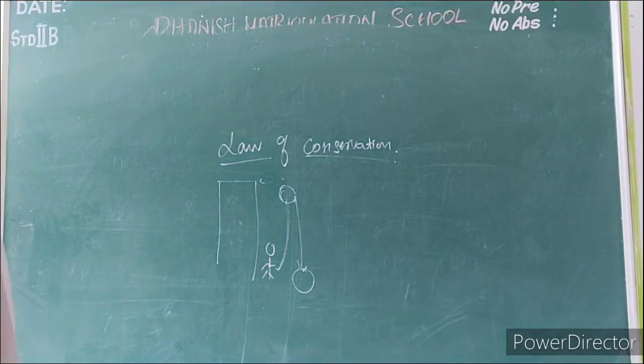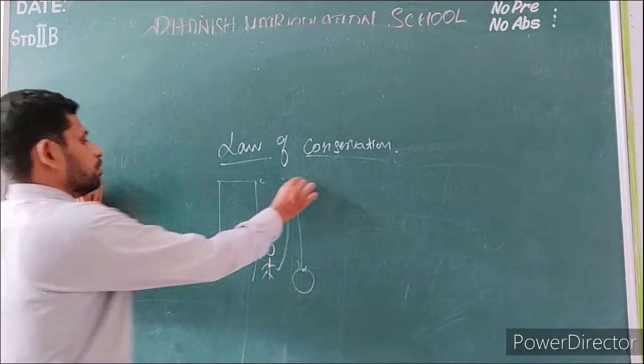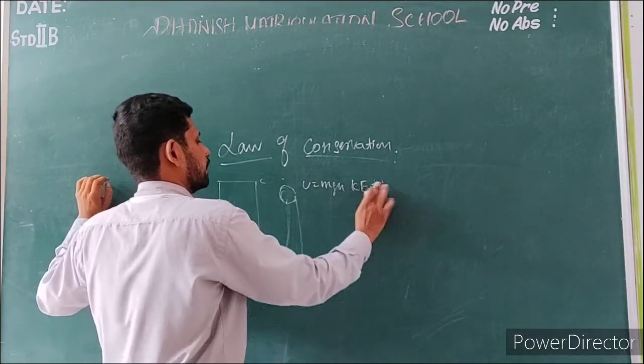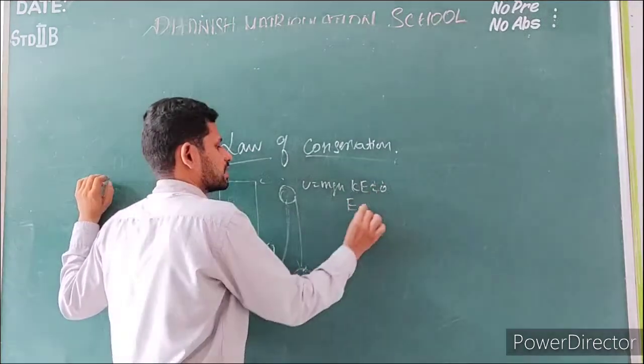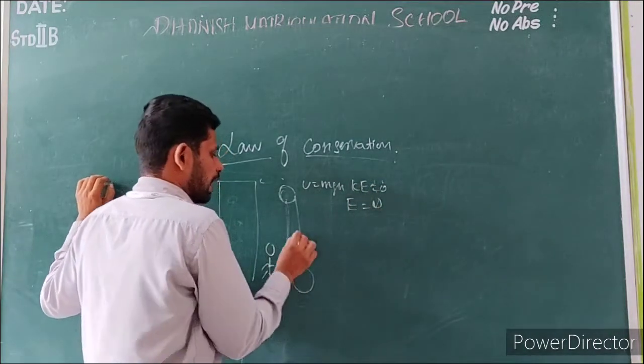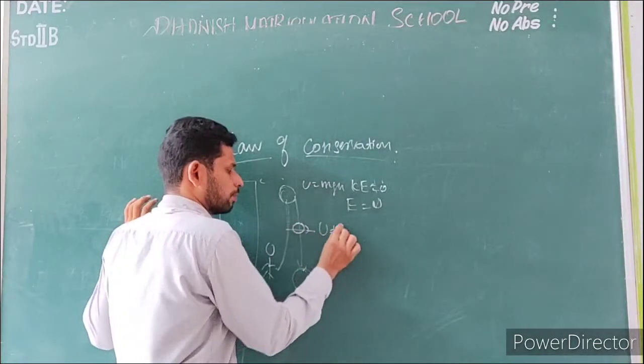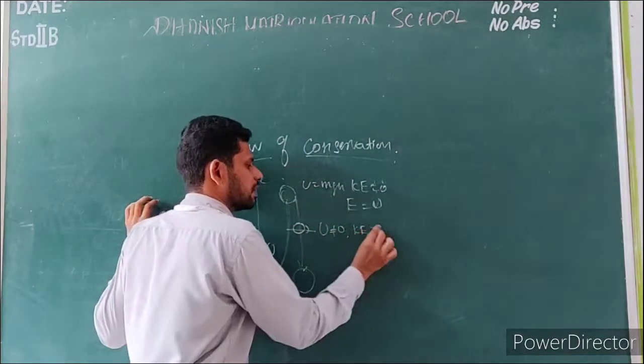Okay. Now look at page number 184. When there is a maximum U equal to mgh, kinetic energy will be equal to 0. Then the total energy of the system will be equal to the potential energy. At the midpoint, potential energy is not equal to 0 and kinetic energy is not equal to 0.